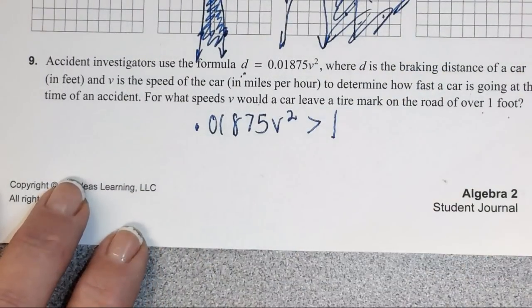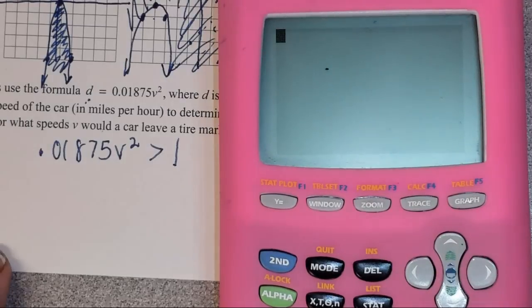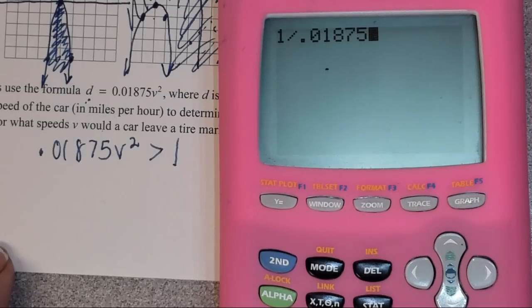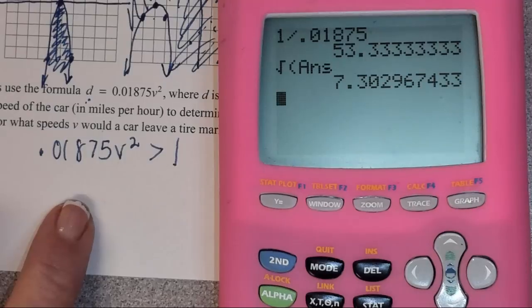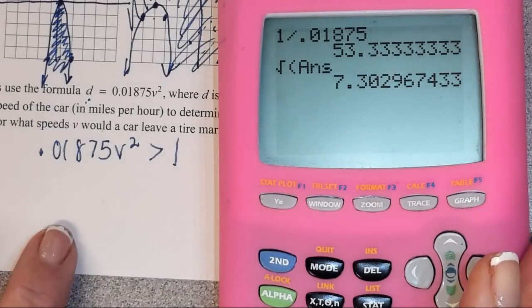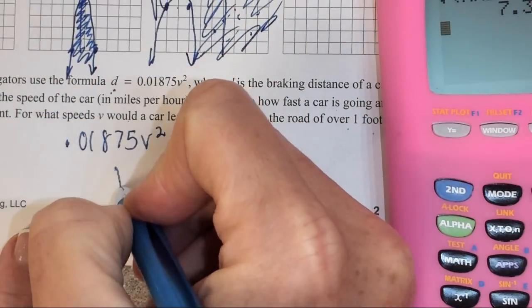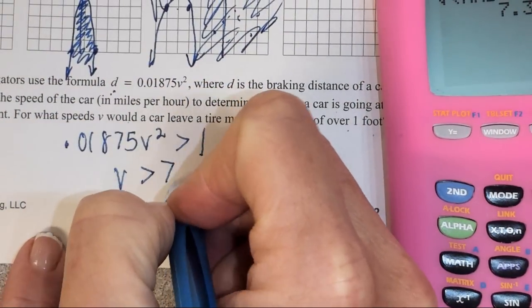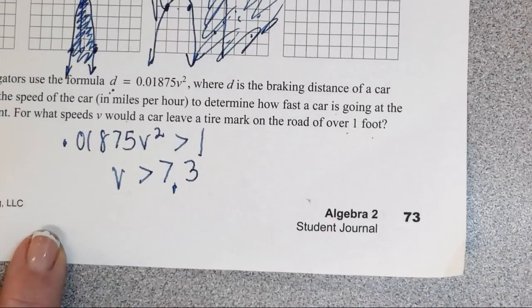So I'm going to do 1 divided by 0.01875, get that answer, and then I have to do the square root of that last answer, and I get 7.3. Now really, when I do a square root, I should put plus or minus. But in this case, I don't have to do plus or minus because we could never have a negative speed, right?